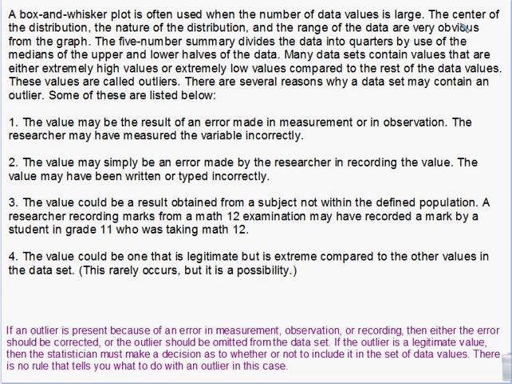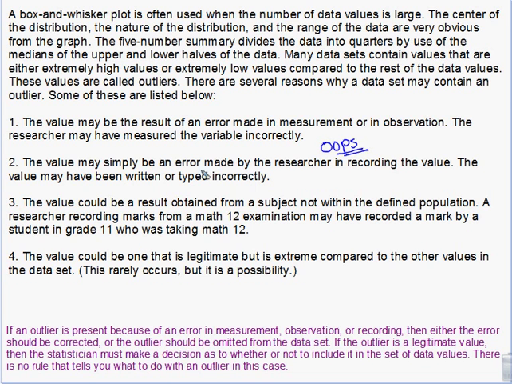So here's the thing. There are values that are called outliers, and they are extremely lower or extremely higher than the majority of the data. And we will figure out how to calculate to determine what numbers are and are not outliers. Here's how outliers occur. The value is made or comes from an error in measurement or observation. So this is researcher error. Oops.